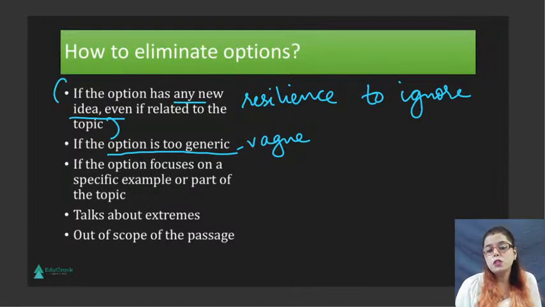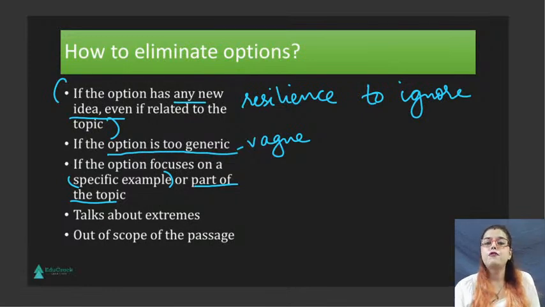If the option is too generic, it is too vague, you will eliminate it. You would want to eliminate it unless that is the right answer. If the option focuses on a specific example or a part of the topic, right? This is the reason why we want to avoid the examples, because generally they lead to wrong information or wrong answers. So if there is an option that is focusing more on an example that is given, there is a good chance that it will be the wrong answer.